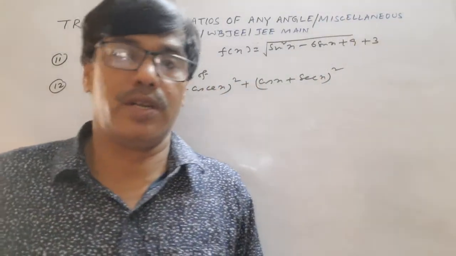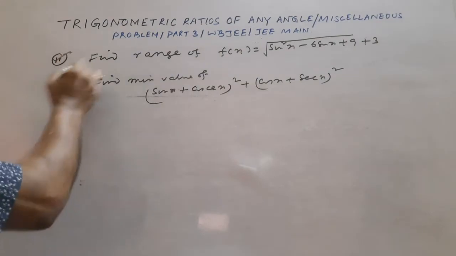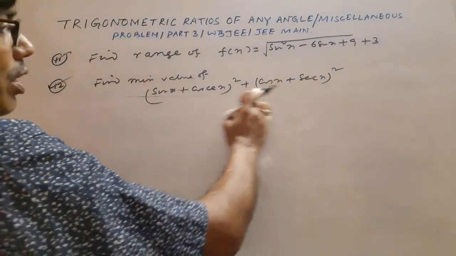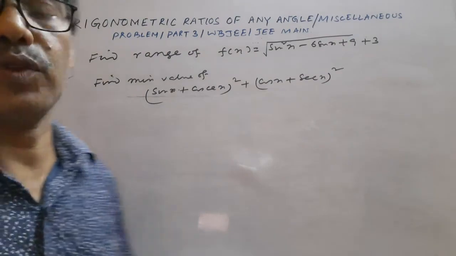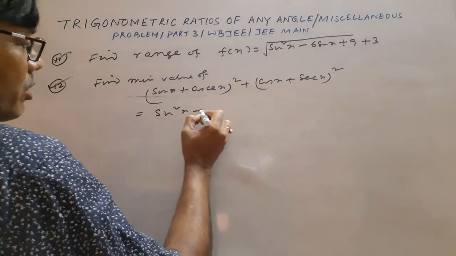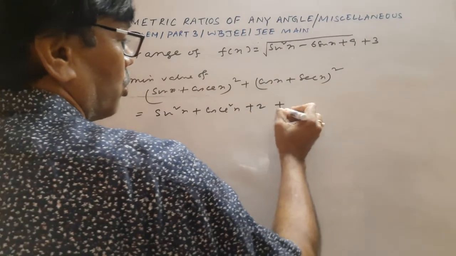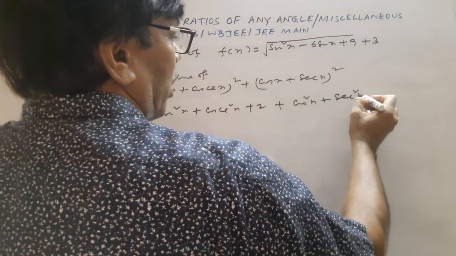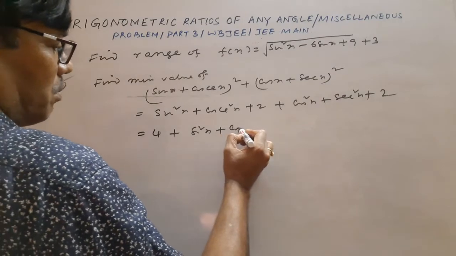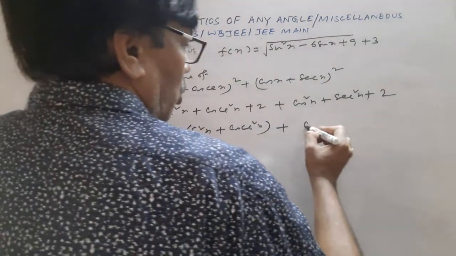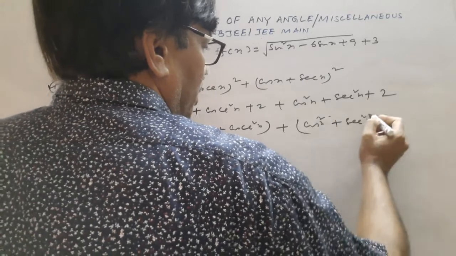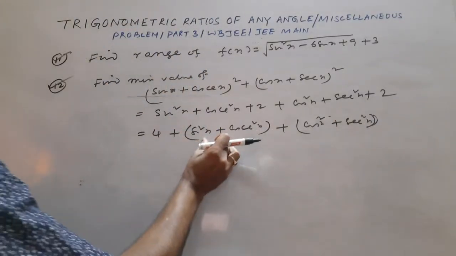Now consider problem number 11. Find the minimum value of (sin x plus cosec x) whole square plus (cos x plus sec x) whole square. We have already discussed that if they are reciprocal values, look: sin square x plus cosec square x plus 2, plus cos square x plus sec square x plus 2 sin x cosec x plus 2 cos x sec x. So 4 plus sin square x plus cos square x plus cosec square x plus sec square x.